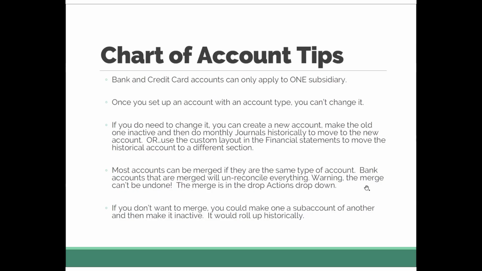The other way to do it, if you don't want to merge it, is to make one account a sub-account of another account and then make it inactive, because then it would roll up historically. I've done that quite a bit just because we don't want to move balances. We don't want to merge the accounts, but we don't want to use that account anymore. But historically, if we're doing year over year, we want to see that number. So you could do it that way by making it a sub-account, and then it would roll up.